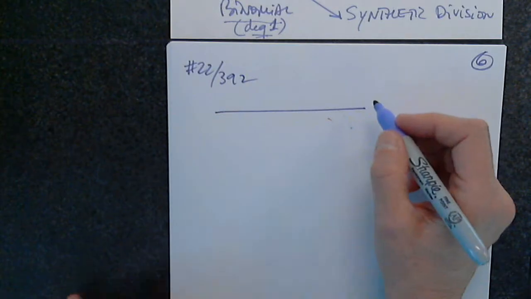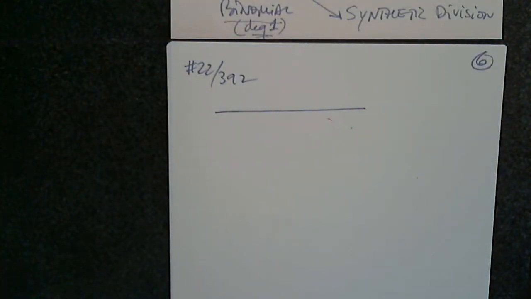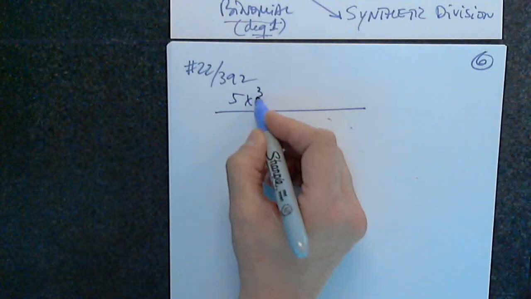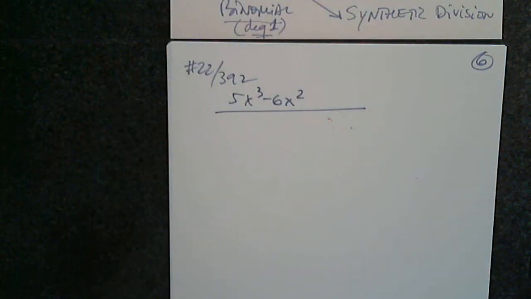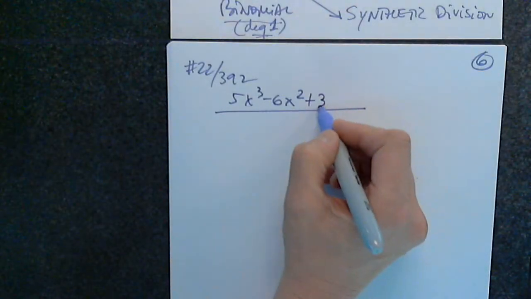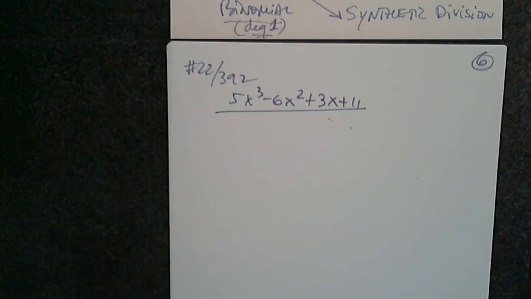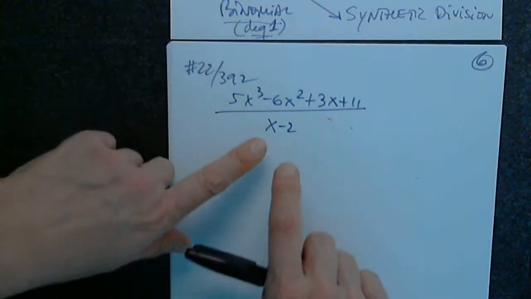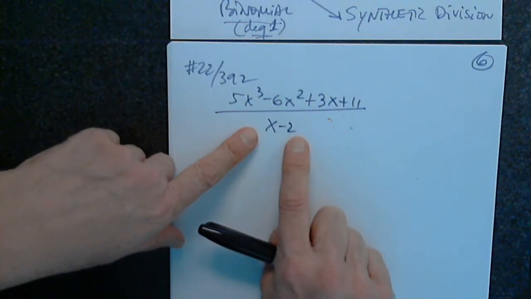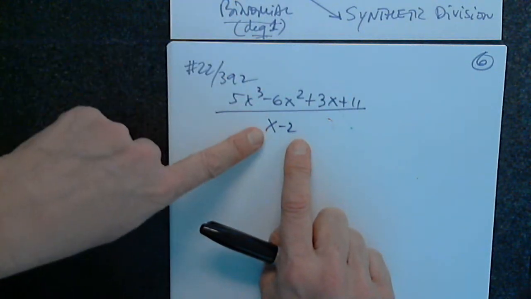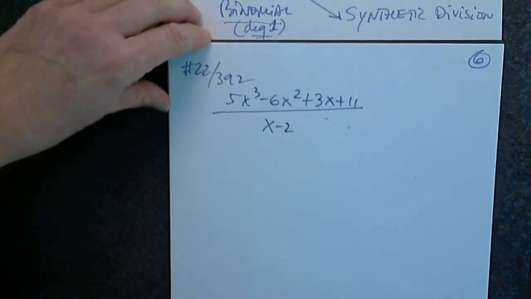So we have at the top 5x cubed minus 6x squared plus 3x plus 11, and in the denominator, we have x minus 2. Can we use either long division or synthetic division here? Yes, because the denominator is a binomial, 2 terms, and the degree is indeed 1. So let's do this with both.